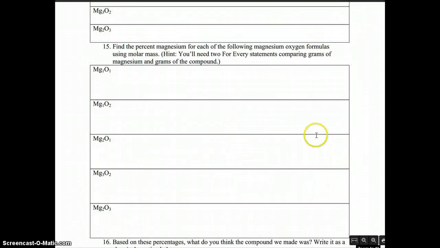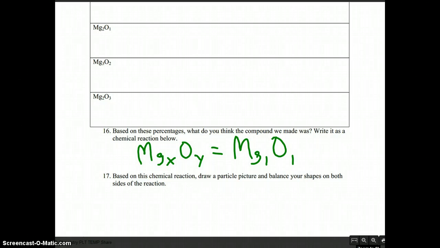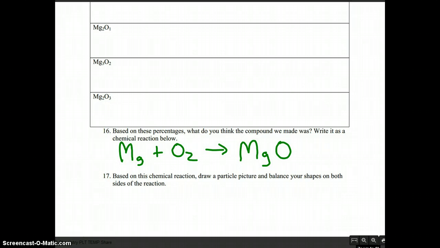But I'm going to skip ahead to question number 16, which says, based on these percentages, what do you think the compound was? Well, based on my results, MgxOy should be Mg1O1. If I wrote this as an equation, if I go back to question number 1, I know that I had most of that written. Mg plus O2 goes to MgO. In other words, those ones are kind of unnecessary though.